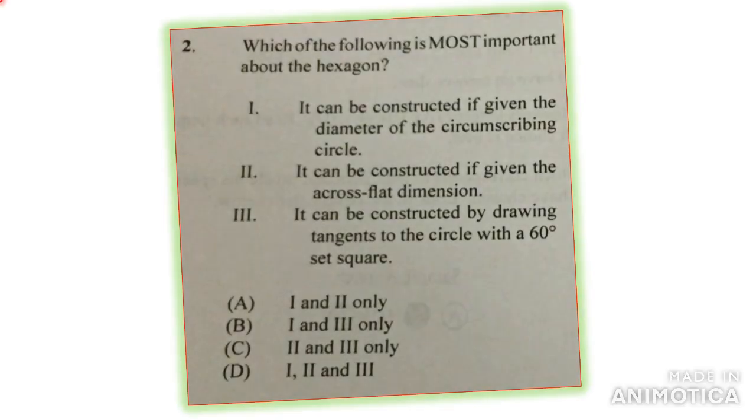First question, which of the following is most important about the hexagon? A hexagon is a six-sided figure or a six-sided polygon. Is it 1, it can be constructed if given the diameter of the circumscribing circle? 2, it can be constructed if given the across flat dimension, meaning across the width of the hexagon? Or is it 3, it can be constructed by drawing tangents to the circle with a 60-degree set square? Is it A, B, or C?